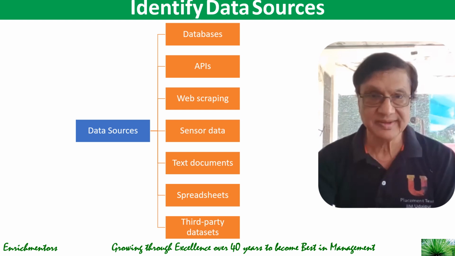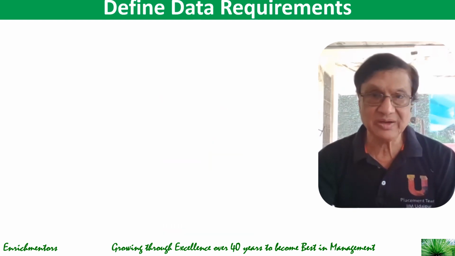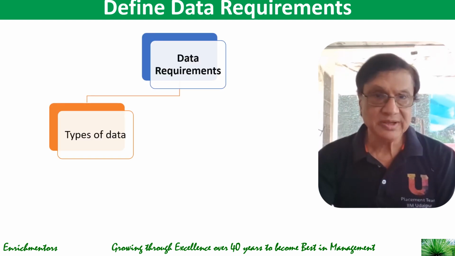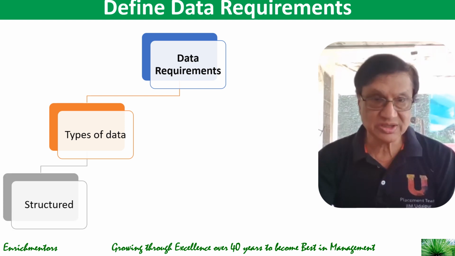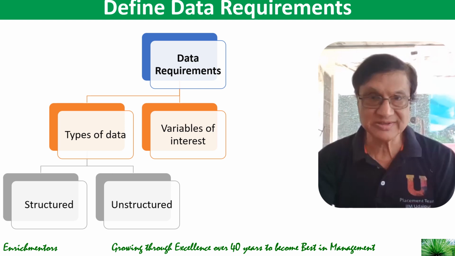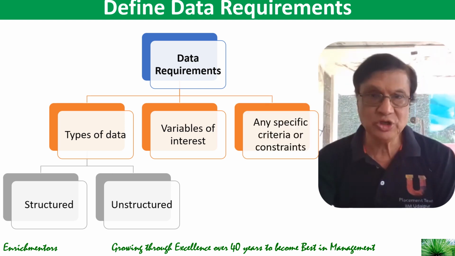The second thing that you need to do is to clearly define the data requirements based on the objectives of your analysis and modeling project. And there you need to identify the types of data, whether it is structured or unstructured, or also look at the variables of interest and any specific criteria or constraints that you need to be mindful of while defining the data requirements.